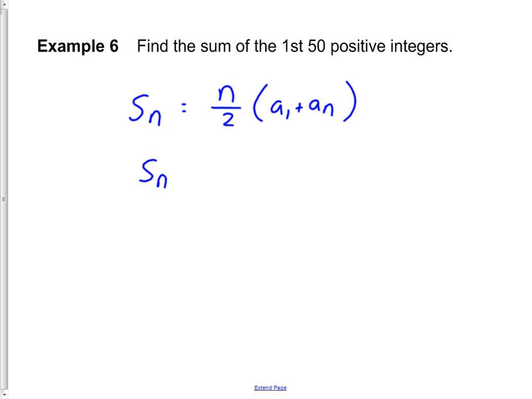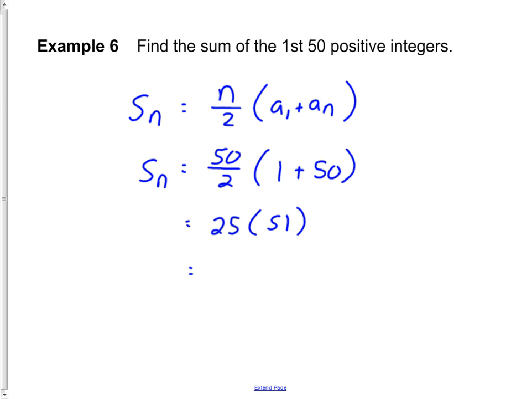So we want to find the sum. How many terms are there in my series? Well, first 50 integers, so 50 of them divided by 2. First one would be 1. The last one would be the number 50. So this is 25 times 51. If I multiply that out, I should get 1,275. So if I added 1 plus 2 plus 3 plus 4 plus 5, so on and so forth, all the way up to 50, the sum of those would be 1,275.